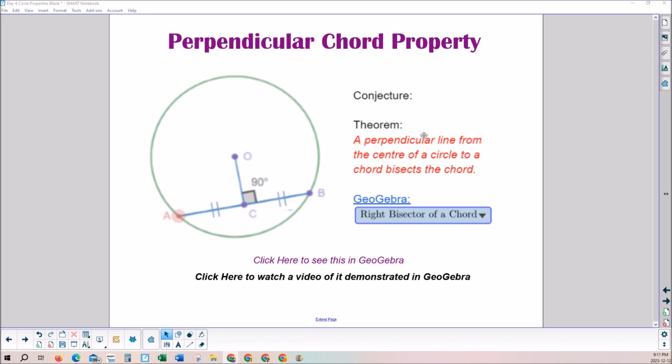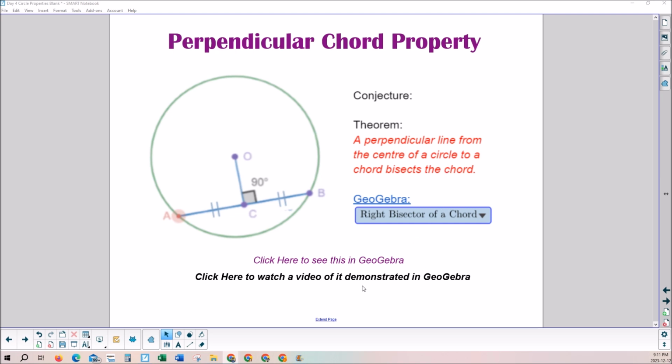And on your handout, then you can copy this theorem. A perpendicular line from the center of a circle to a chord bisects the chord. So it cuts it in half into 2 equal parts, and this is a 90-degree angle. The corollary is also the same. If this chord is cut in half, then the line going back here must be 90 degrees. So copy that into your notes.